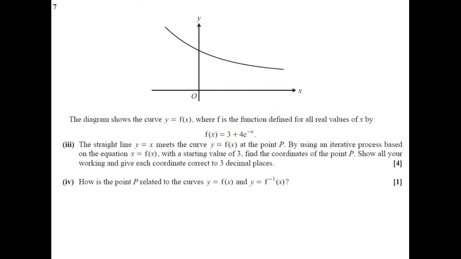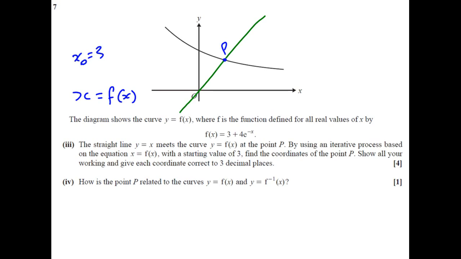Part 3, and that's referring to what I've just talked about. The straight line y equals x meets the curve y equals f of x at the point P. So this is the point P. By using an iterative process based on the equation x equals f of x, with a starting value of 3, find the coordinates of the point P. Show your working and give each coordinate to 3 decimal places.